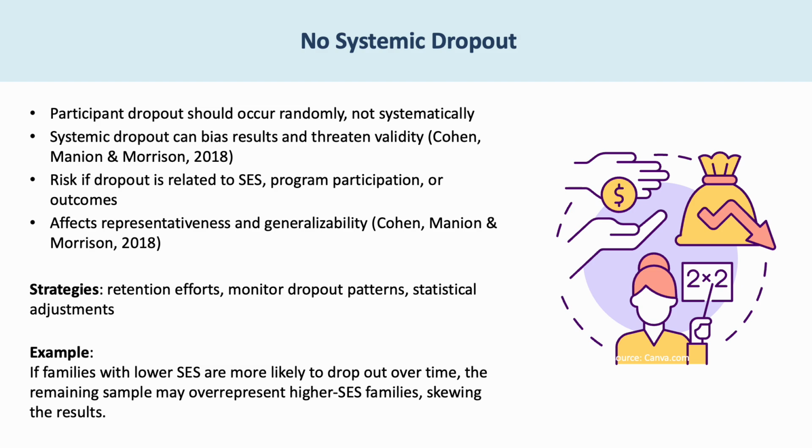Systemic dropout can reduce the validity of our conclusions because it changes the composition of the sample in ways that might be related to the outcomes that we're trying to study. So to minimize this, we will implement strong retention strategies such as regular communication and incentives. We would also carefully monitor dropout patterns and use statistical methods to adjust for any biases that might arise. So ensuring that dropout is not systematic helps maintain the credibility and applicability of the study findings.